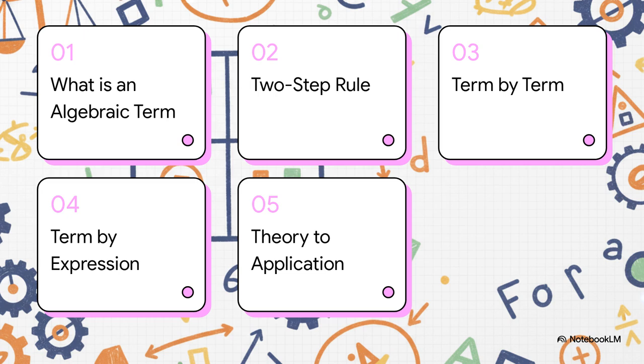So here's our game plan. First, we've got to know what we're dealing with. What exactly is an algebraic term? Then, I'll show you this awesome two-step rule that's basically a secret weapon. We'll use it on some easy stuff, then kick it up a notch, and finally, we'll see where you'd actually use this in the real world. Sound good? Let's get into it.